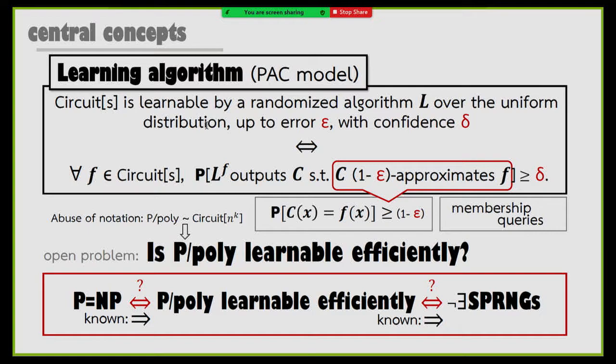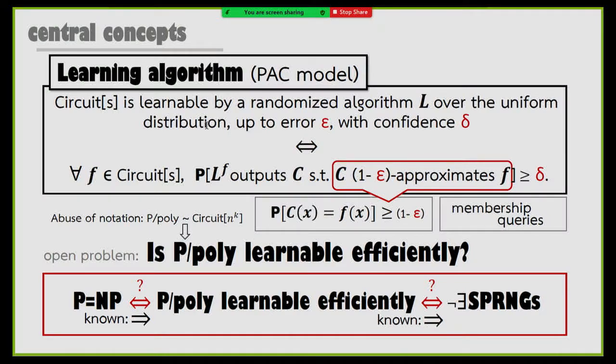And we can ask also about the relation between learning and cryptography. It can be shown that if P/poly is learnable efficiently, then you can break all strong pseudorandom generators. But the opposite implication is again open. And if you could prove the opposite implication, this would establish a very fundamental dichotomy. It would mean that either strong pseudorandom generators exist and you can build theoretically safe cryptography, or efficient learning is possible.